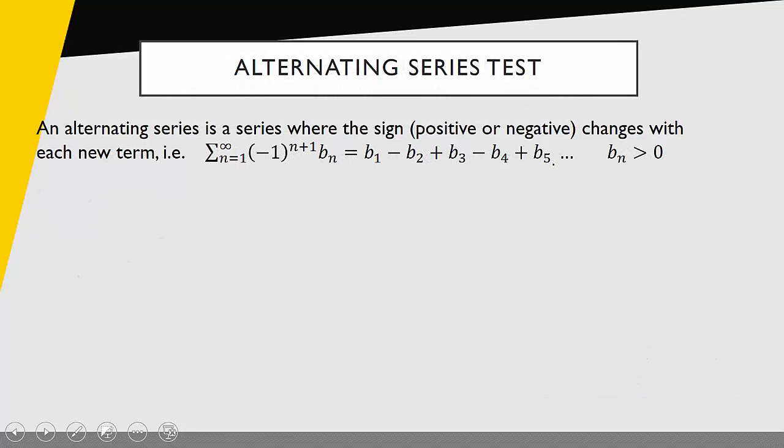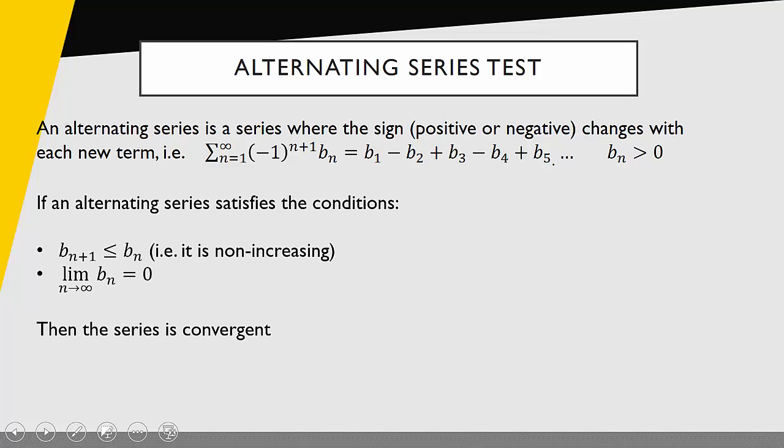So what is an alternating series? Well, it's a series where the sign changes with each new term. So in other words, I have positive, negative, so on and so forth. Now it turns out if we have an alternating series, we're going to be able to check two core conditions to directly determine whether the series is convergent.